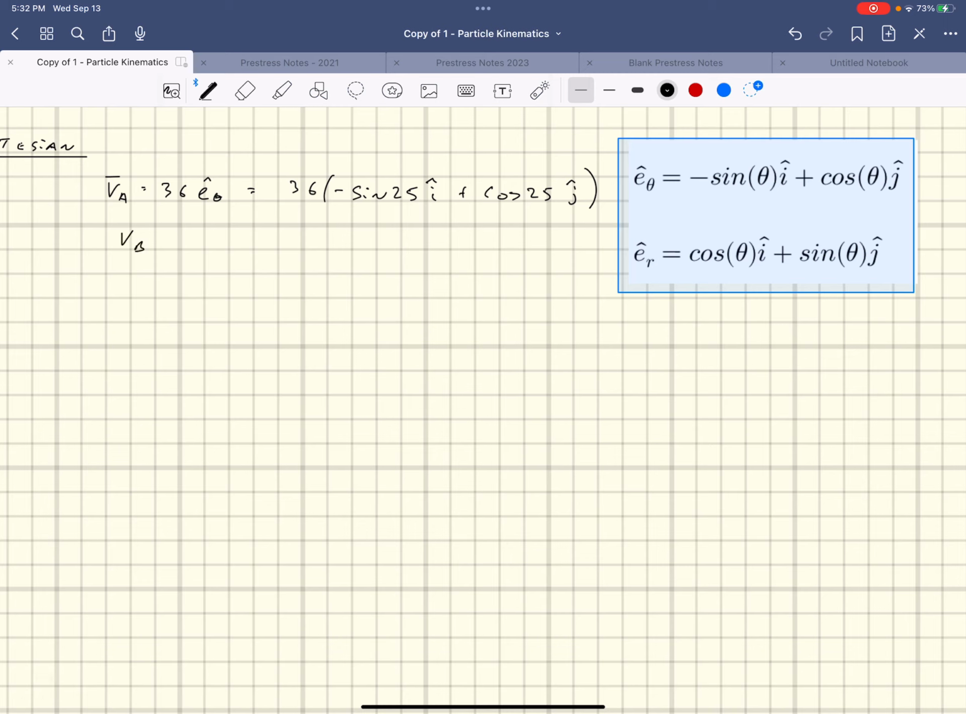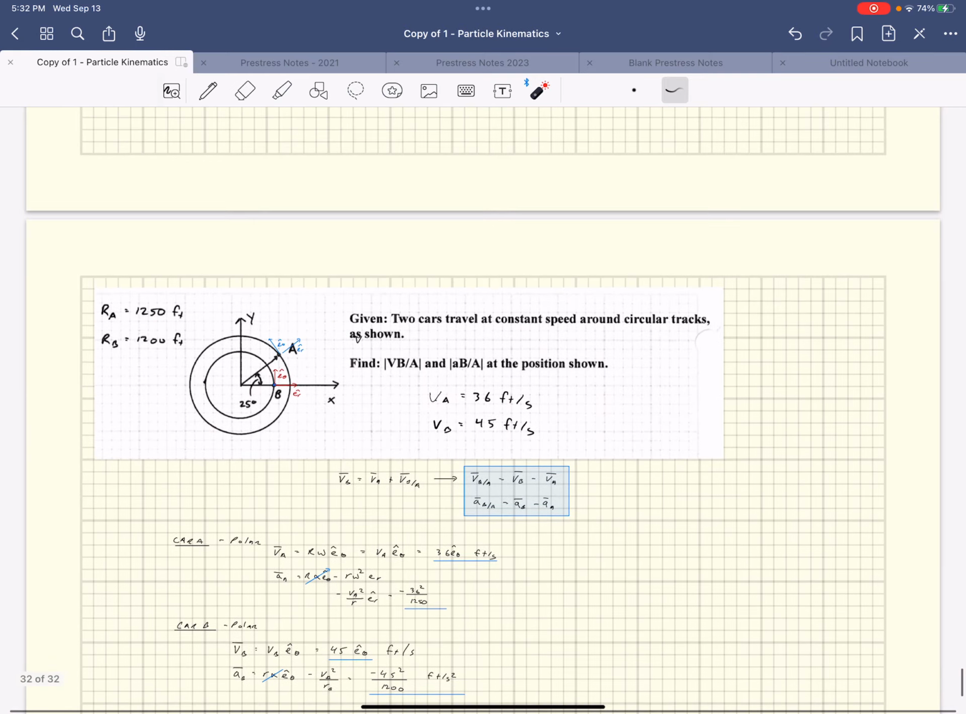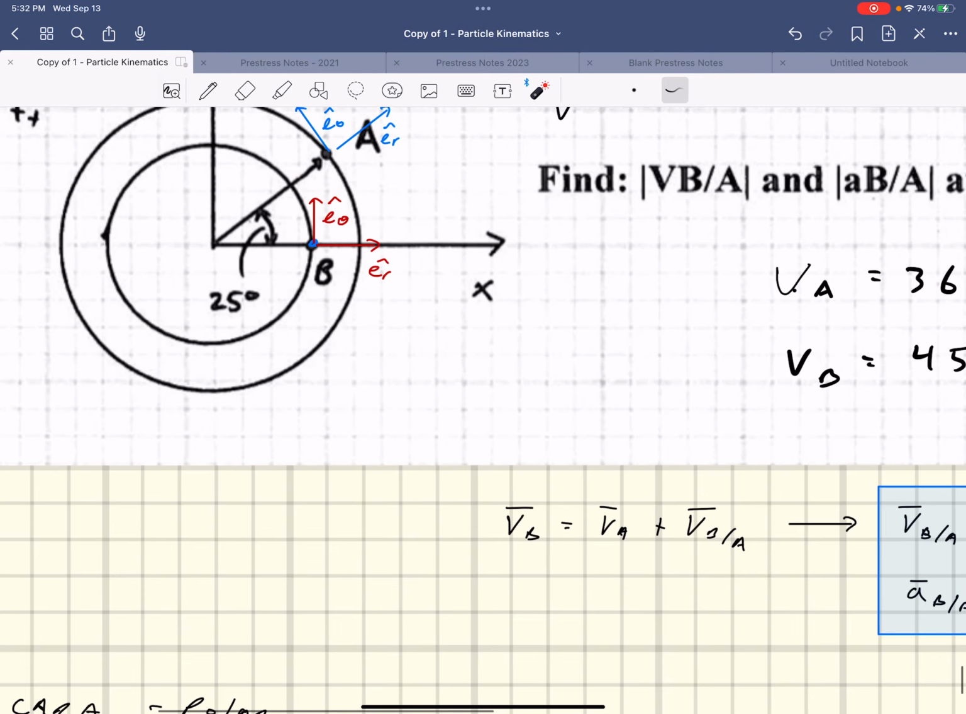VB, quite a bit easier. You could do the same thing. I could take this and substitute it in there for the E theta direction, or I could just look up here and say, oh, would you look at this. This one's pretty straightforward.